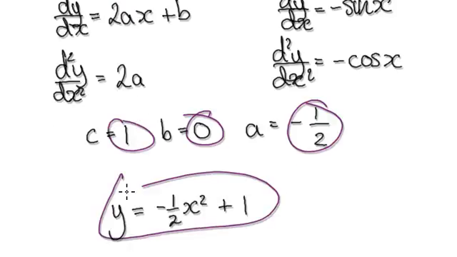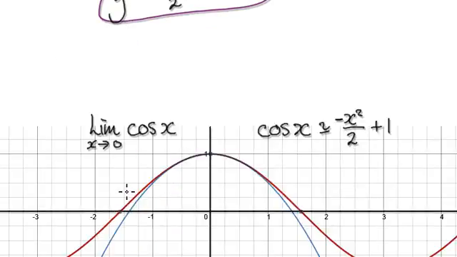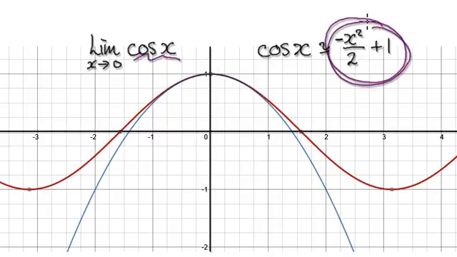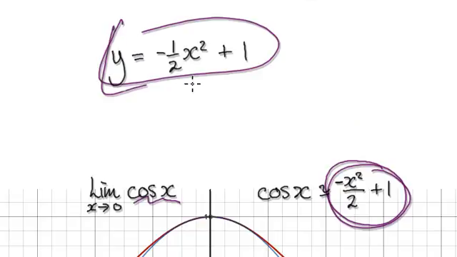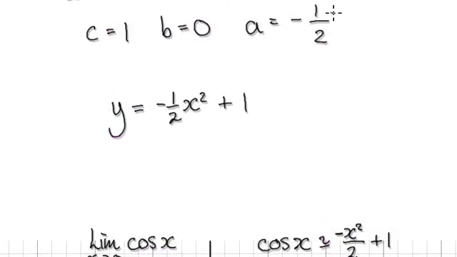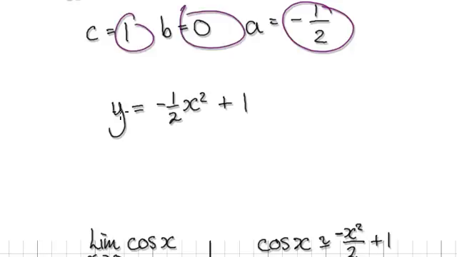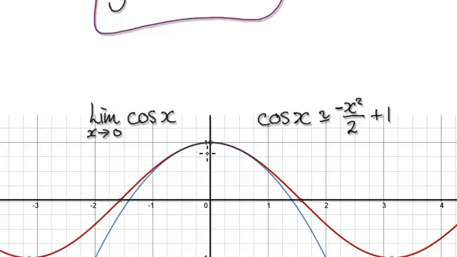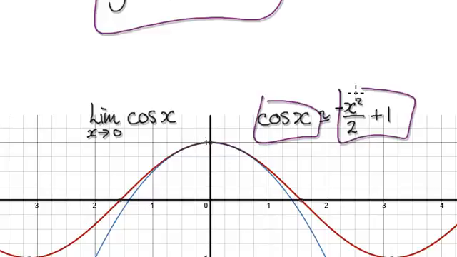The point I'm trying to make here is that to approximate cos of x, we can approximate it to this. That's our equation up here. This is our equation here, because we've got our a, b, and c. So we've got our quadratic equation here. Well, near x equals 0, cos of x is approximately this.